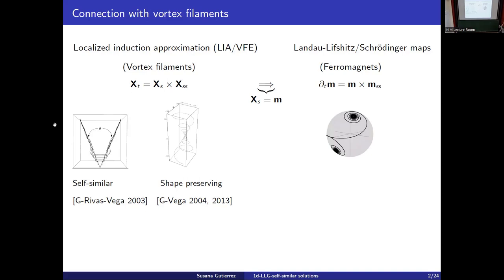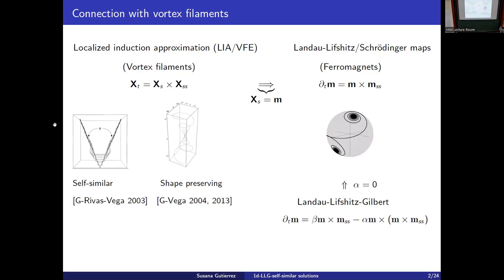And the equation we are going to consider today is the dissipative version, so the diffusion version of this Landau-Lifshitz-Gilbert equation that has a parameter alpha here that introduces diffusion into the system.